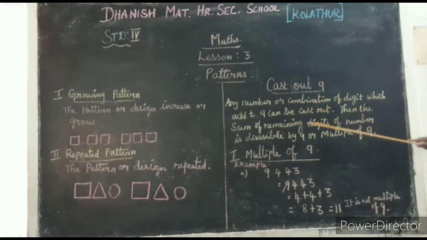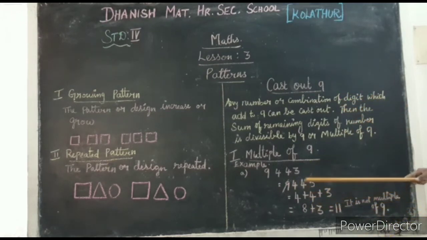Then the sum of the remaining digits. So the sum of the remaining digits of the number is divisible by nine or a multiple of nine. What do you mean by divisible by nine? Divisible by nine means the number should be divided by nine. What do you mean by multiple of nine? Multiple of nine means the number has to come in the nine table. So casting out nines means what, dear? Cutting or deleting or erasing of nine.